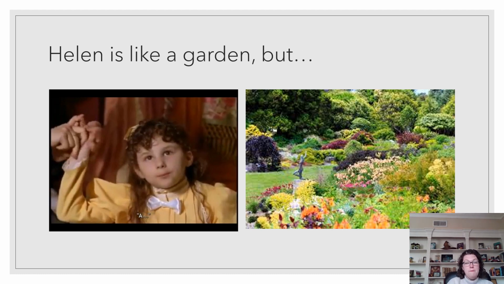Helen is like a garden, but, so we know she's learned so much, but there's something wrong there, right? So but is like the opposite. So Helen is like a garden. She's learned so much, but what does she still have to do, right? And then Helen is like a garden, so this is like what's going to come next. So Annie, right, I'm giving you a first word that you could use. All right, so you're going to finish the sentence.